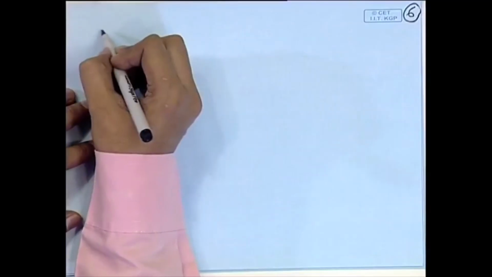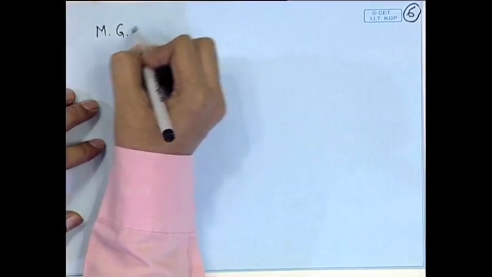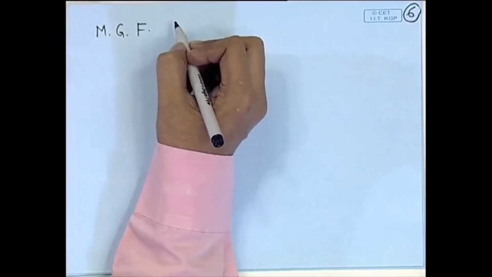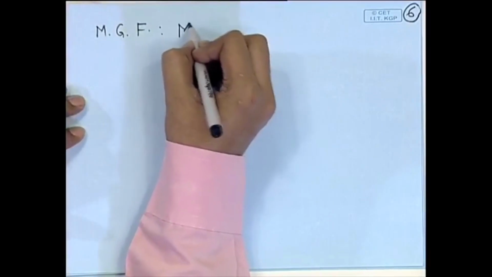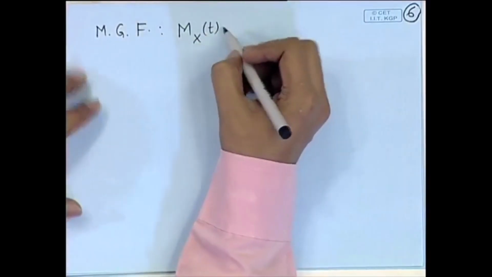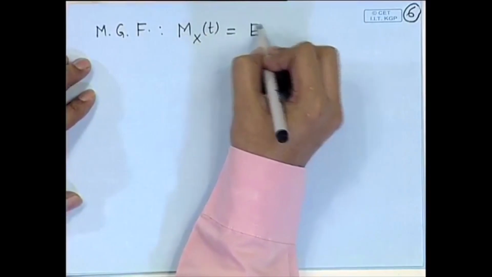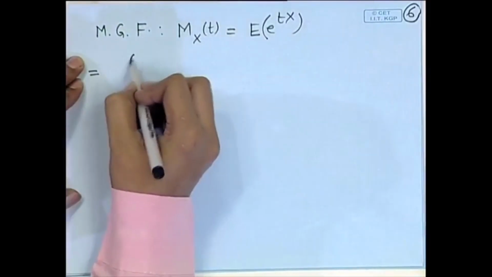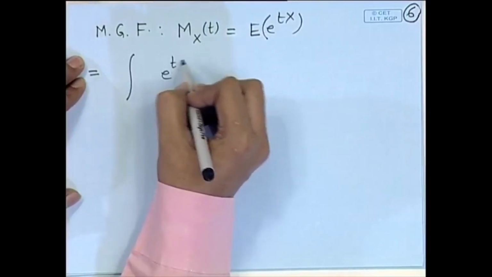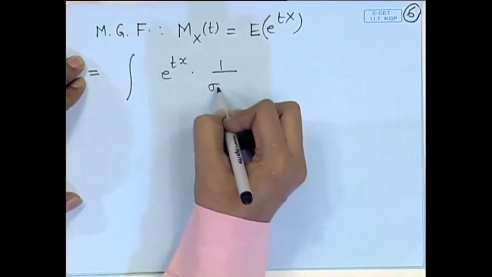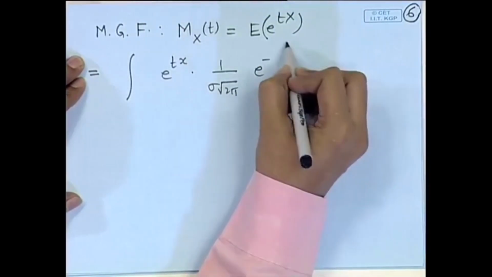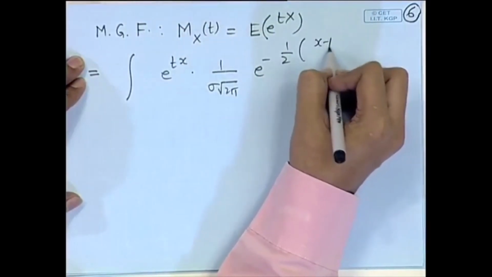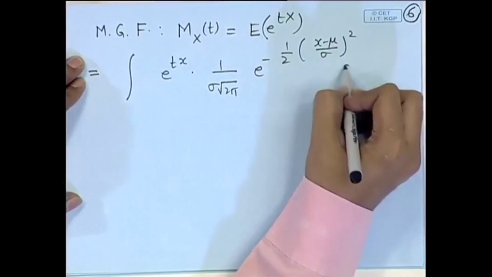Let us consider the moment generating function of a normal distribution. So, m x t, that is expectation of e to the power t x. This is equal to integral e to the power t x 1 by sigma root 2 pi e to the power minus 1 by 2 x minus mu by sigma whole square dx.